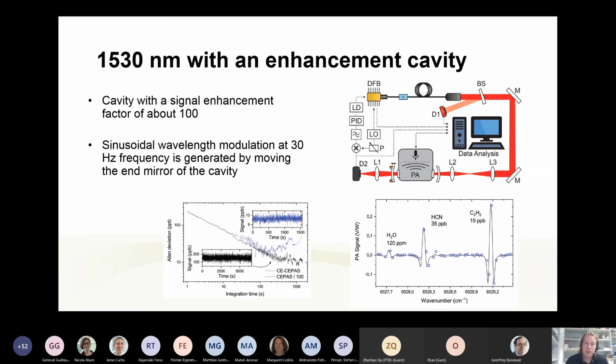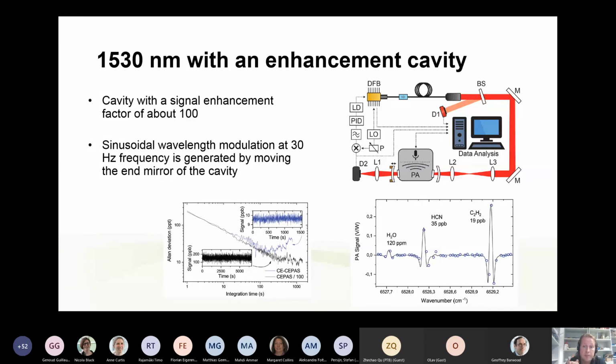The achieved cavity lock was pretty robust, which is essential, of course, for the experiment, as the photoacoustic measurement was performed in a wavelength modulation mode, as you can see from the figure on the lower right hand side of the slide. The sinusoidal modulation was at 30 hertz, and it was generated by moving the end mirror of the cavity to change the resonance frequency. And the laser was continuously locked to the cavity, and the laser was then following the modulation.